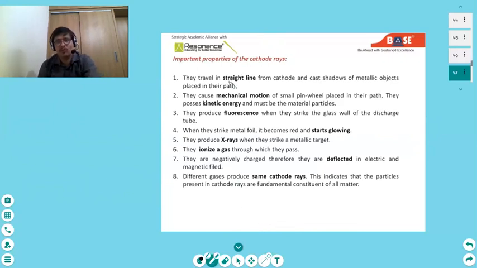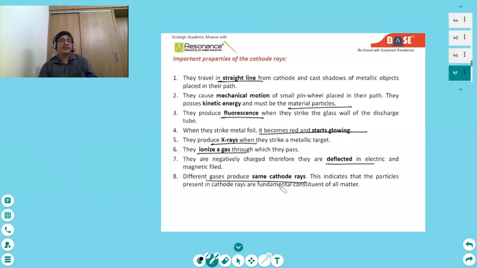First, it moves in a straight line. Second, it is particle in nature. Third, it produces fluorescence. Fourth, it produces heating effect on the metal. It produces X-ray. It ionizes gas. It deflects in electric and magnetic field. And for different gases, it is the same.